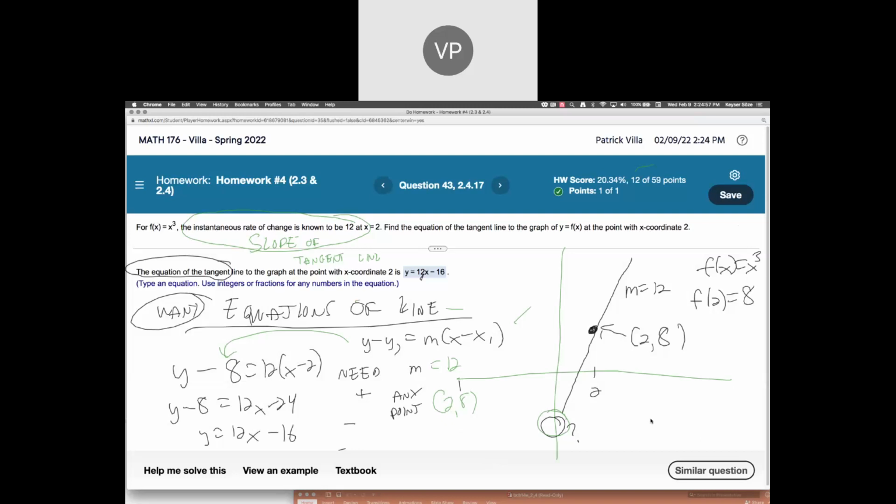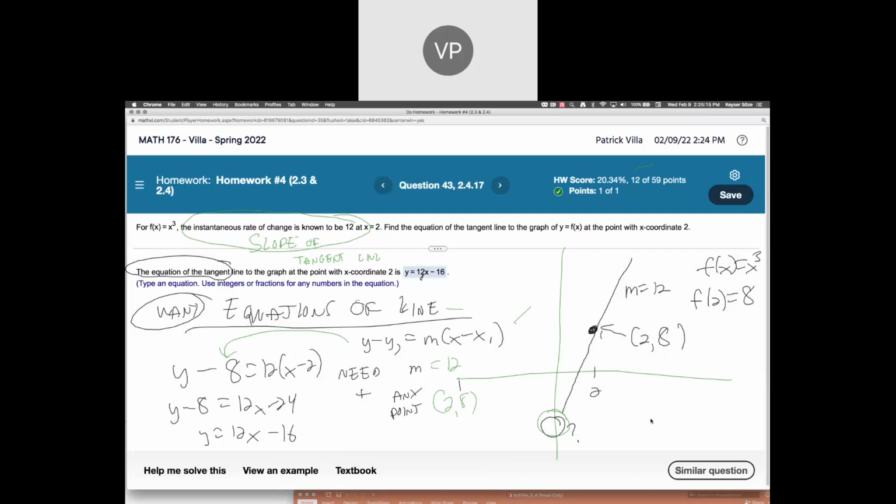And don't forget, sometimes they're going to say, what's the slope of the tangent line? Well, we already got it. It's 12. Sometimes they're going to say, give me another point. Sometimes they're going to say whatever. They want the equation. So as soon as you hear equation, I want you to think y equals mx plus b, or this form, the point slope form that I put up.